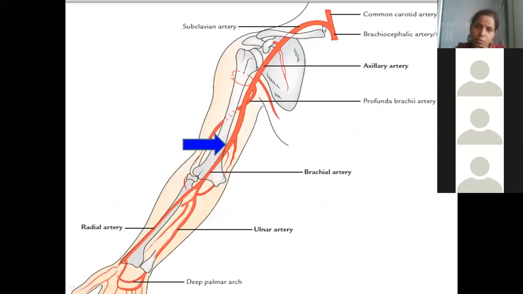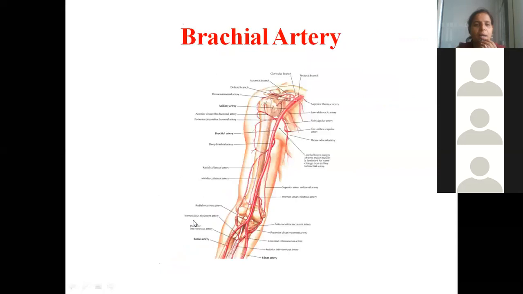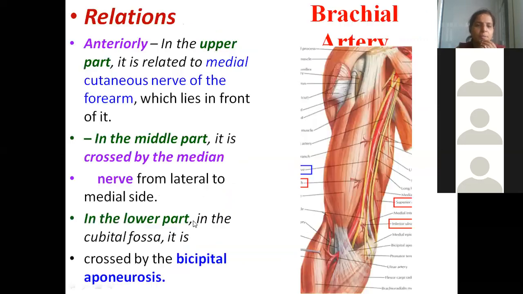So you can see here, tracing it from upwards: from the brachiocephalic trunk we have subclavian, from the subclavian we have axillary, till the lower border of teres major. From there, you call it brachial. At the neck of the radius, the brachial divides into radial and ulnar. I told you, the brachial artery itself can come as a 5 marks question. So it is better for us to understand this diagram in order to understand the relations.